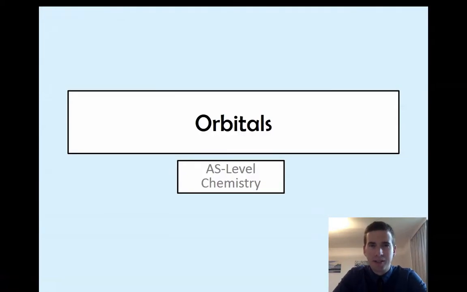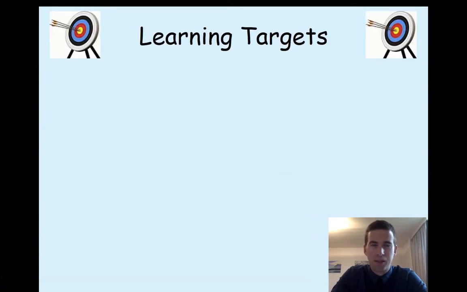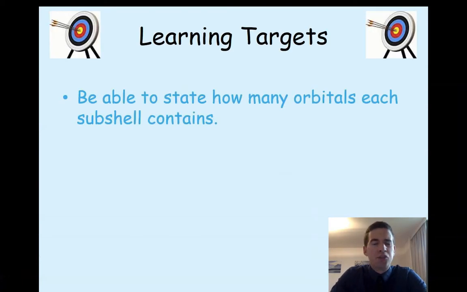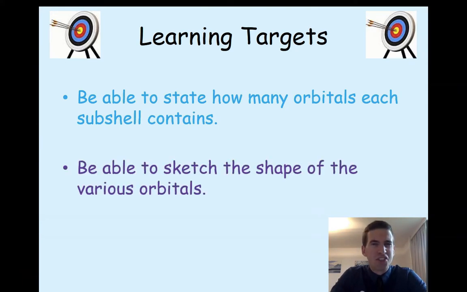Okay, welcome back. Now in the previous video, we introduced some new key terms. We started looking at the shells of an atom, the quantum shells, and we then started looking at these subshells. Now the next step after that is to look at the orbitals, which is what we're going to do in this video. So hopefully, you'll be able to state how many orbitals there are per subshell, and be able to sketch these orbitals because they have very specific shapes.